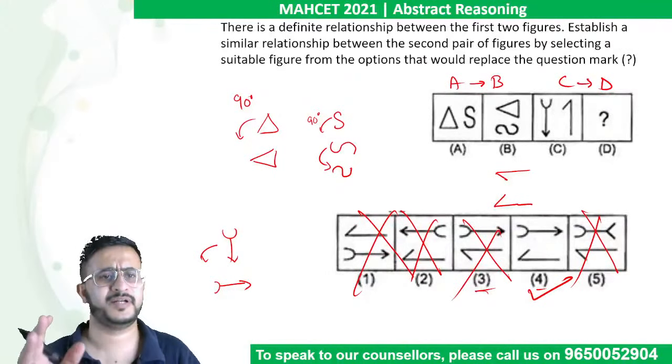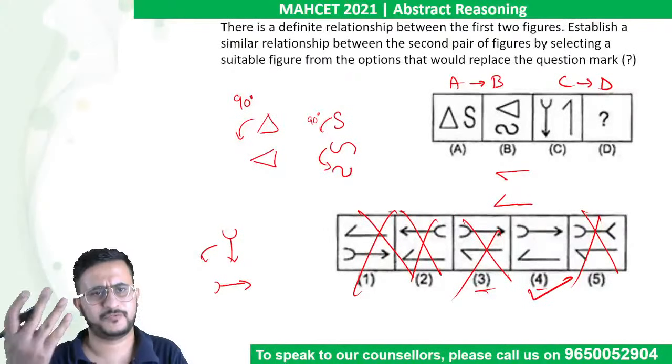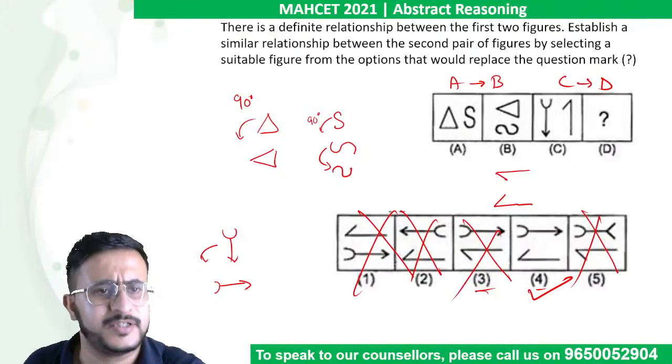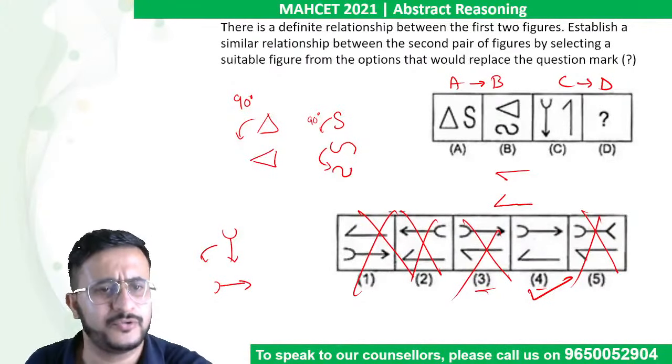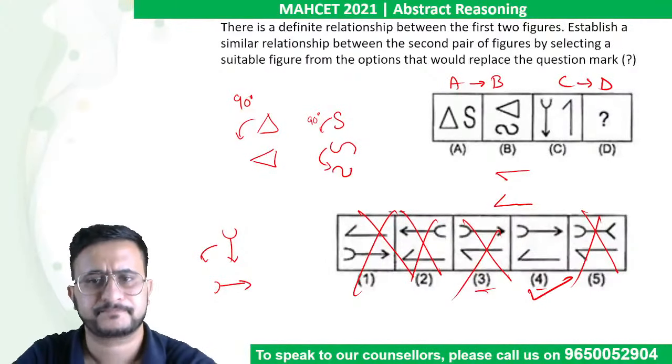Okay, so it was a good one. It involved rotation plus a vertical flip. So it is important to know these vertical flips like water image and mirror image. It's good to know these things, rotation and how they work, and accordingly you apply the relations.